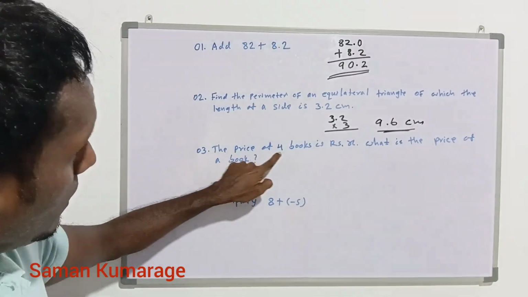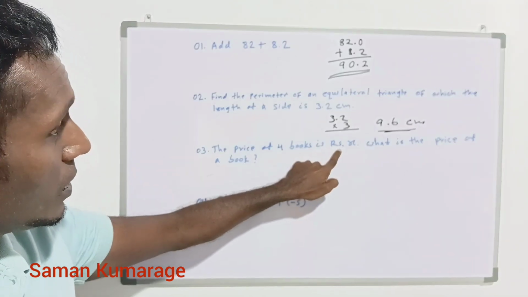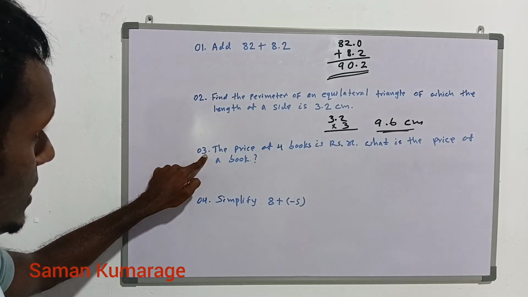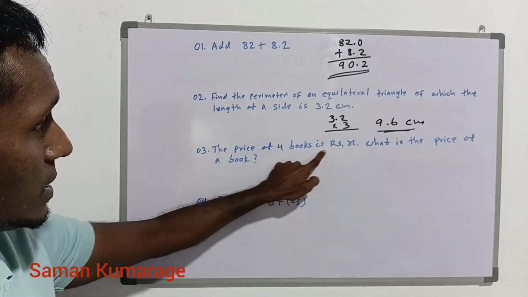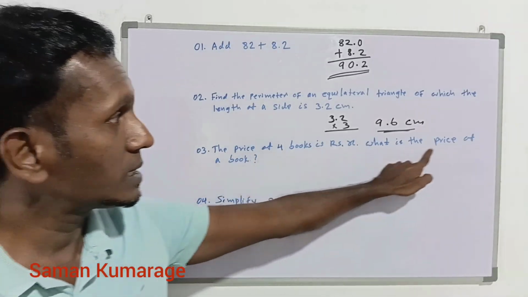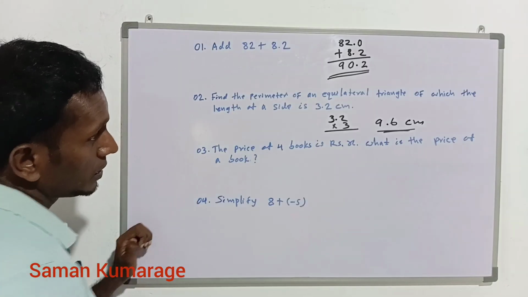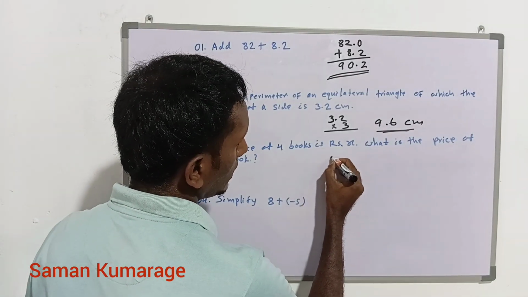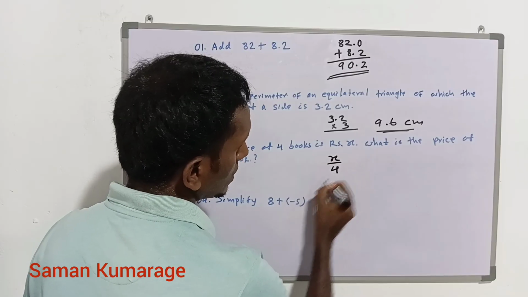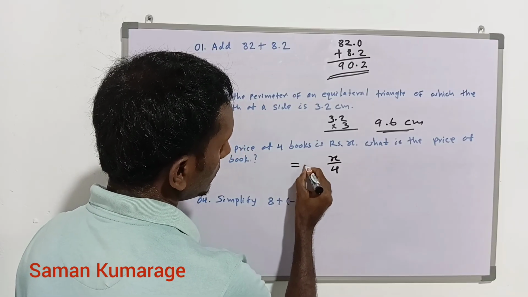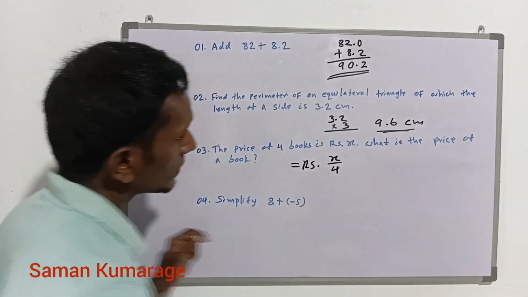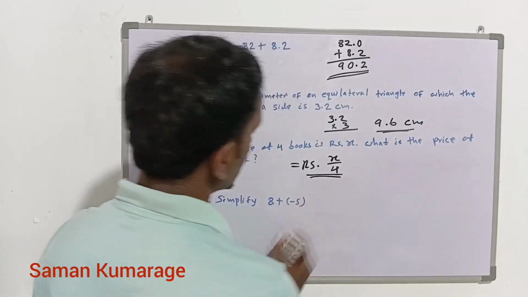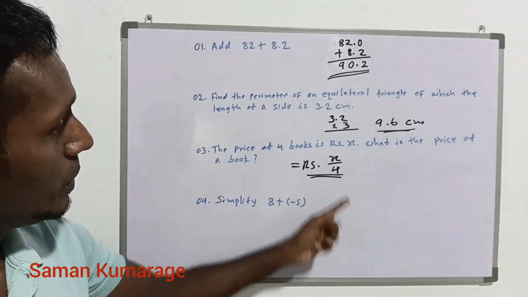the price of 4 books is X rupees. The question number 3 says the price of 4 books is X rupees. What is the price of a book? To find the price of one book, we need to divide X by 4. So the answer is X over 4 rupees. We cannot simplify this further.